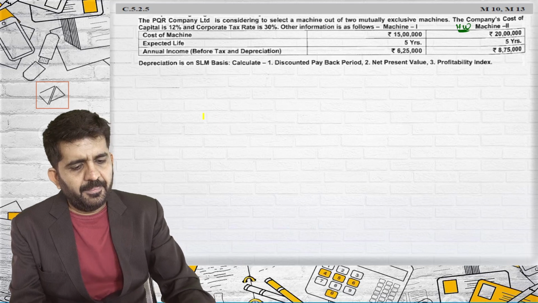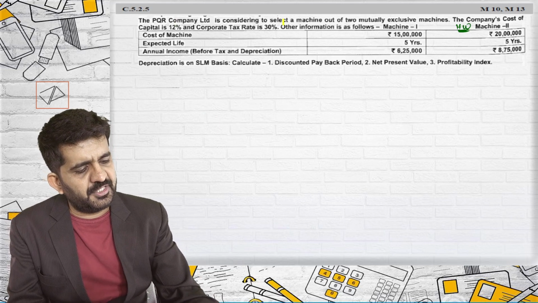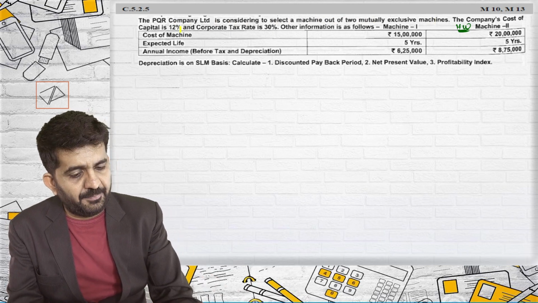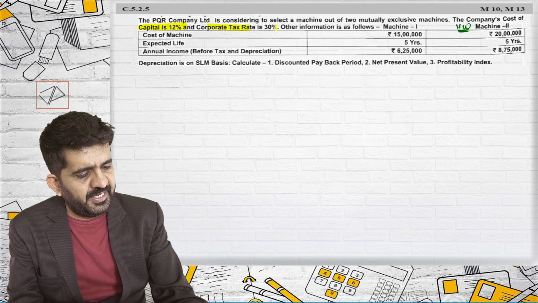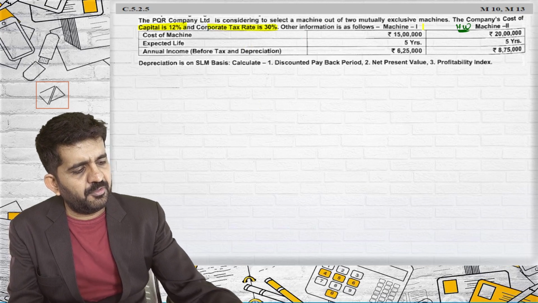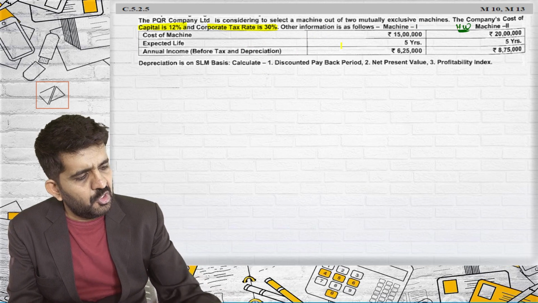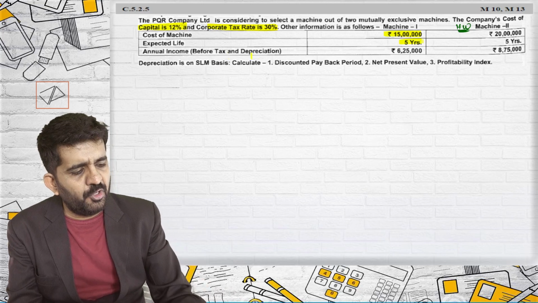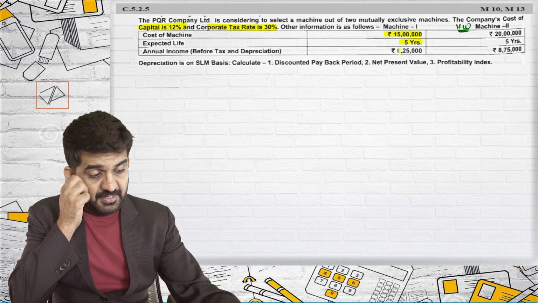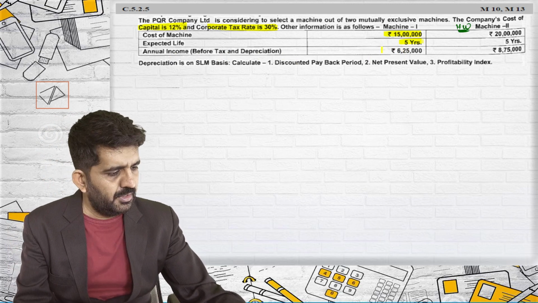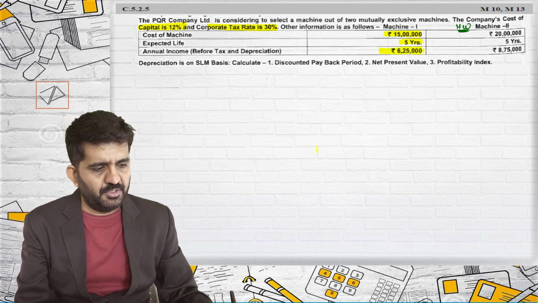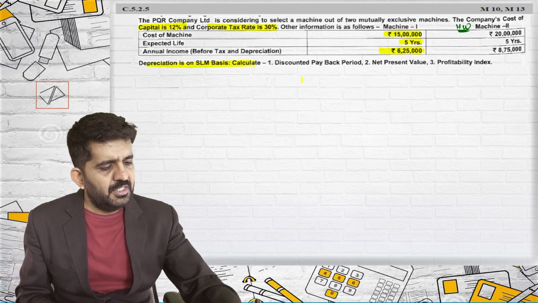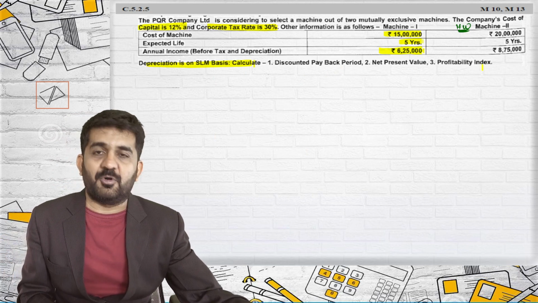Let us solve this. The PQR Company Limited is considering to select out of two mutually exclusive machines. The company's cost of capital is 12% and corporate tax rate is 30%. Other information is as follows. Machine 1, machine 2. Cost of the machine 15 lakhs. Expected life 5 years. Before tax and depreciation, so it is PBIT, 6,25,000. So for all 5 years, everything will remain same because depreciation is on SLM basis. Discounted payback, net present value and profitability index.